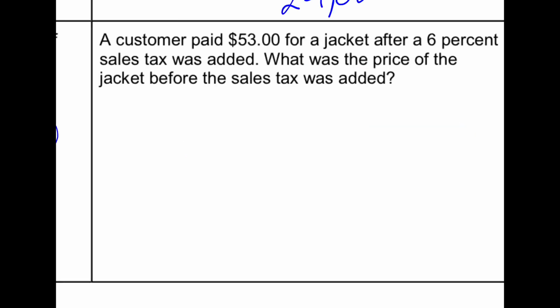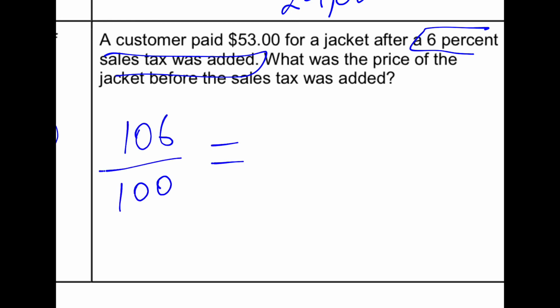If a customer paid $53 for a jacket after a 6% sales tax was added, a lot of people wanted to do 94% or 6%, and you can't really do that. Instead, we have to set it up as 106 over 100. And we set that equal to 53 as the new price. What is the old price? So 100 times 53 divided by 106. And this gives us 50.